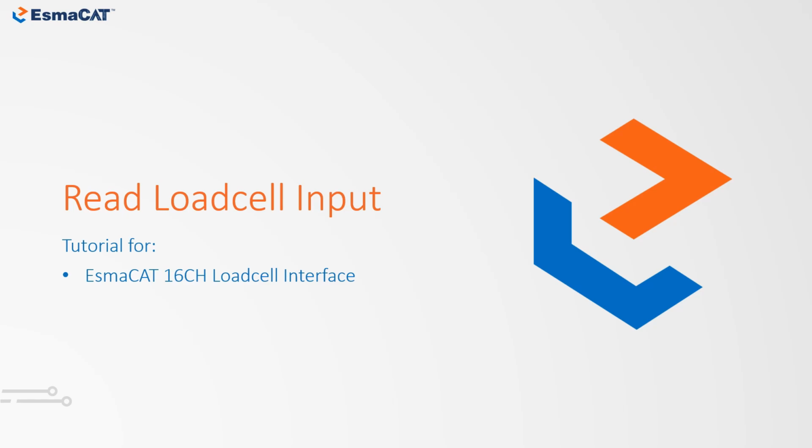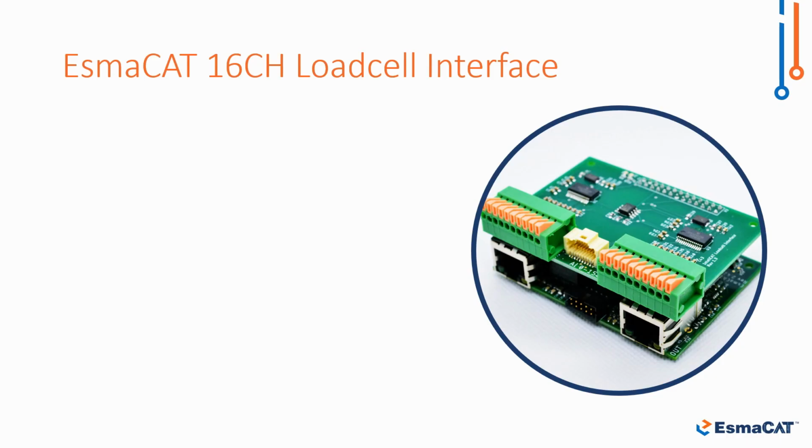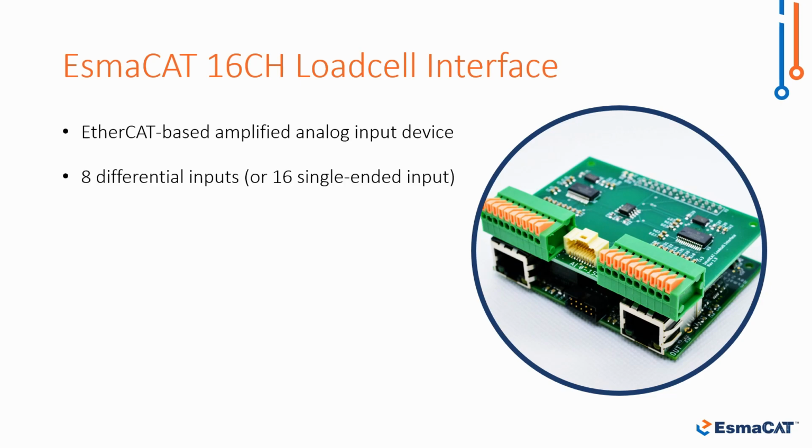In this video, we will demonstrate how to read a Loadcell input by using the EsmaCAT system. The 16 channel Loadcell Interface is an EtherCAT based amplified analog input device. 8 differential voltage inputs, or 16 single-ended voltage inputs, are measured with the low noise programmable gain amplifier, or PGA, with gain values ranging from 1 to 64.